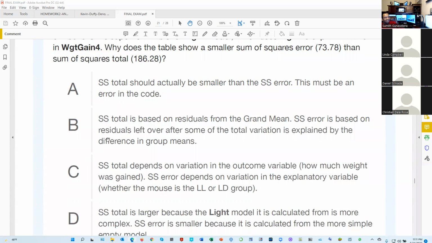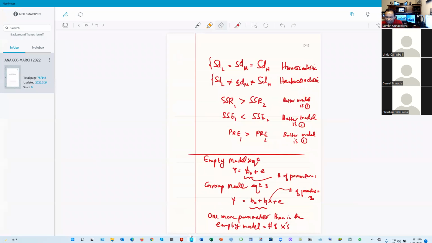Okay. SS total is based on the residual from the grand mean. That's true. SS error is based on what? The residual leftover after the total variation is explained by the model, the difference in group means model. The difference in group means is nothing but the model. You know that one. So you can remember how you wrote SS total.